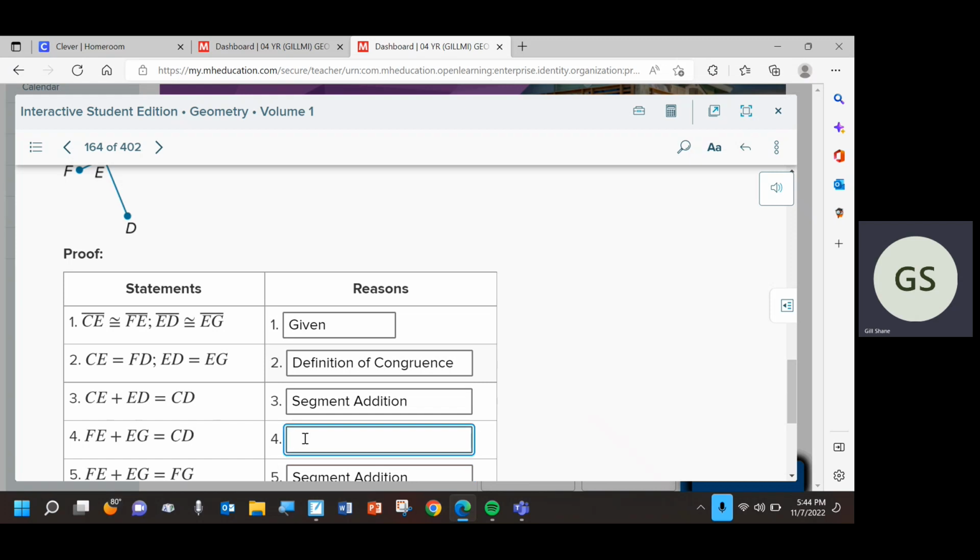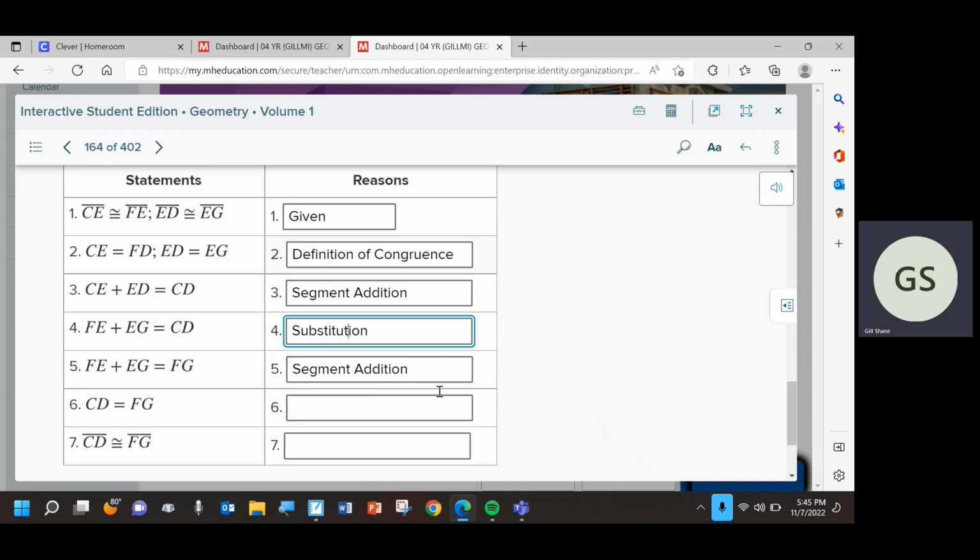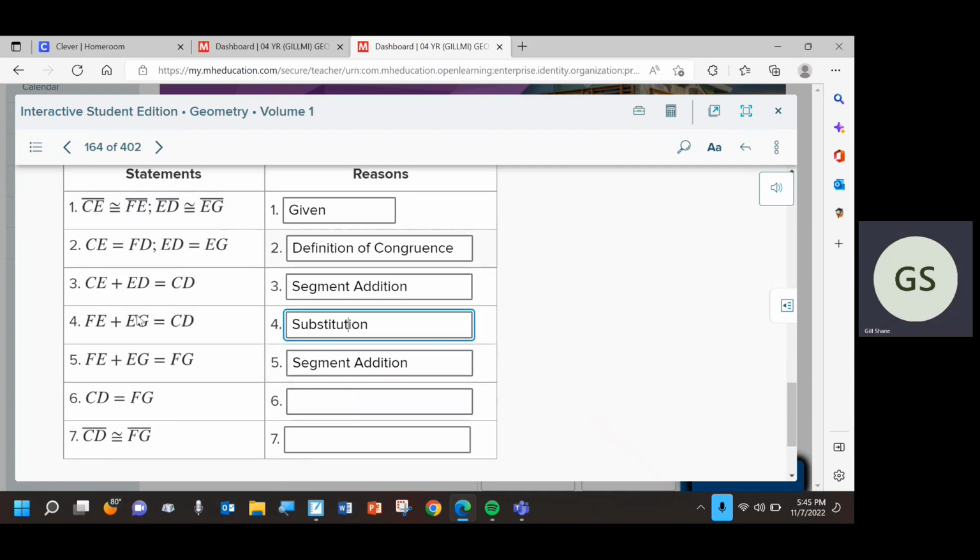So a substitution was going to be in there somewhere. When in doubt, think about substitution. So again, that's always a good go-to. So we just replace these two. Now that leads us to this.